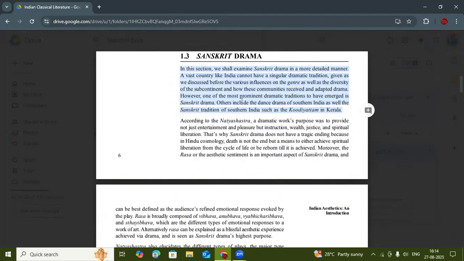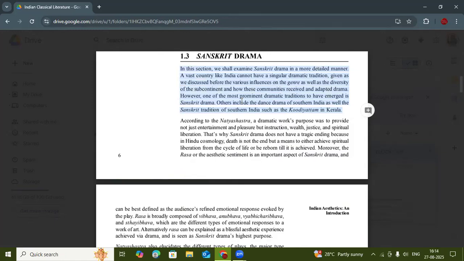A vast country like India. You know how big India is, right? It is not only about the area, it is also about the different cultures that we have within India. A vast country like India cannot have a singular dramatic tradition. People all have their own culture, so they may have their own dramatic forms and everything.